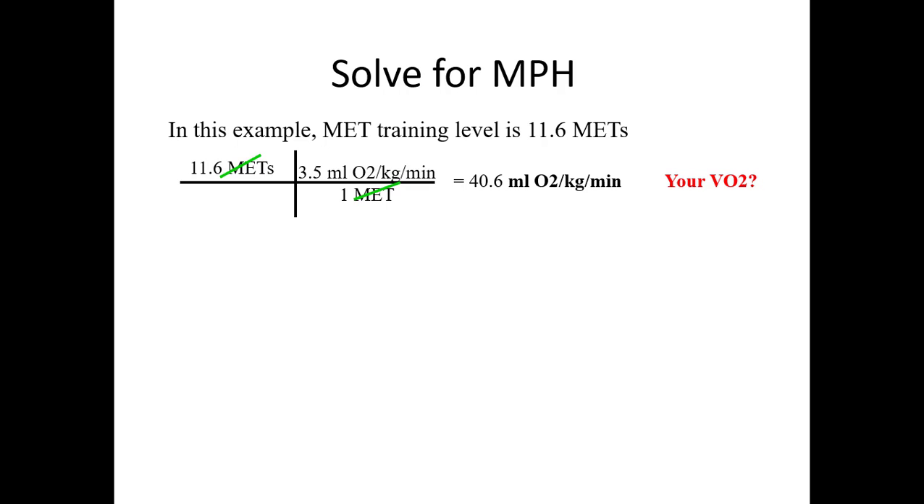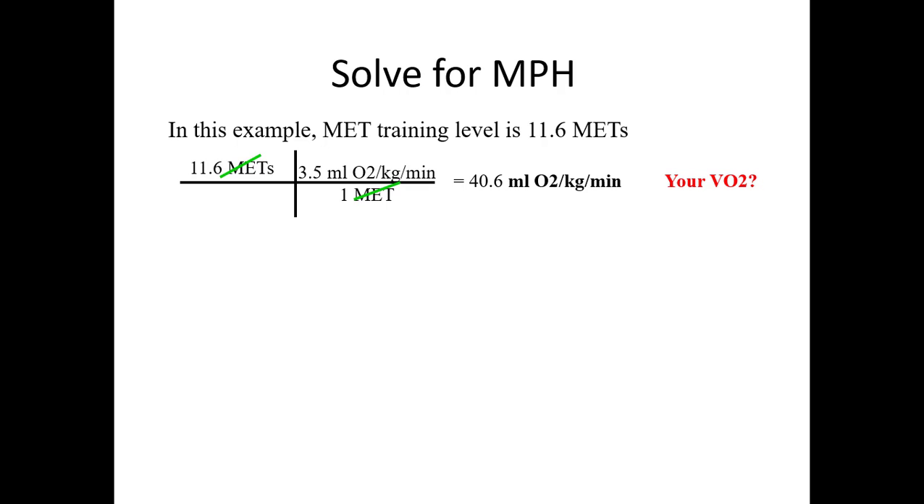So 40.6 milliliter per kilogram per minute. Does it make sense? And please calculate your milliliter per kilogram per minute. And another one, I think you remember it, right? Earlier in this lecture, I demonstrated how to use the ACSM equation.